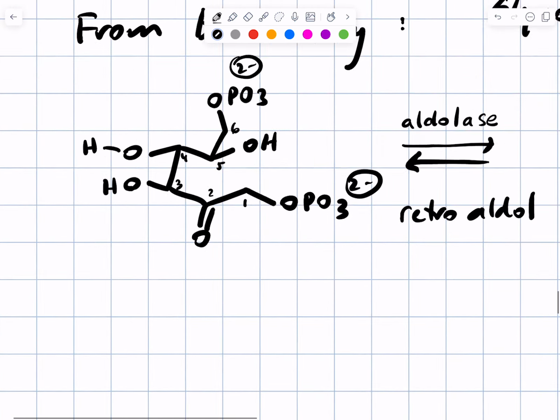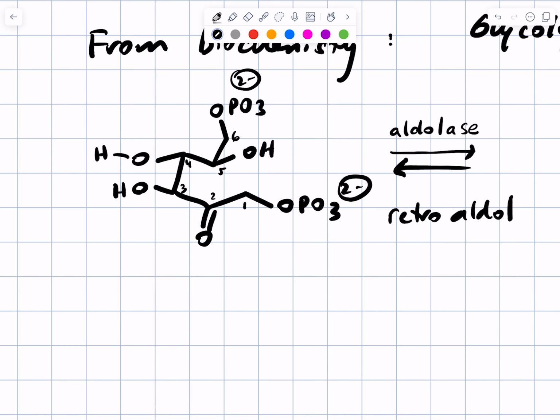So if I were going to say what's the retroaldol reaction that breaks this molecule apart, you would need to first identify the carbonyl carbon, the alpha carbon, and the beta carbon. To confirm that a retroaldol reaction is even possible, you would need to confirm that this is indeed a beta hydroxycarbonyl compound, and it is. You see the OH on the beta carbon? There's also an OH on the alpha carbon, but it's not involved.